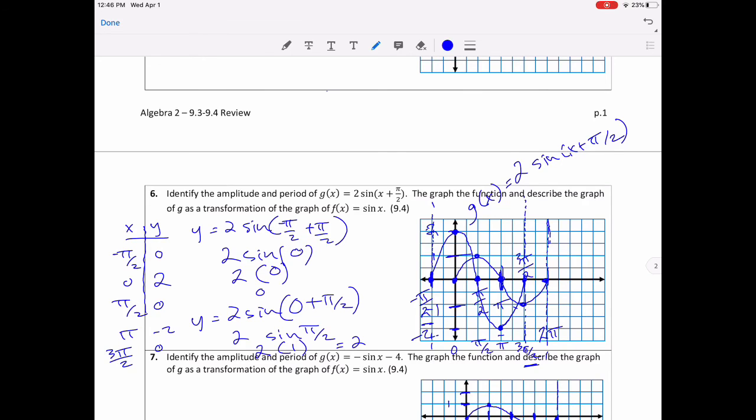Okay, again, the transformations from our parent are a vertical stretch of 2 and a horizontal translation pi halves left. Shifted pi halves left and a vertical stretch of 2. Okay, let's look at number 7.